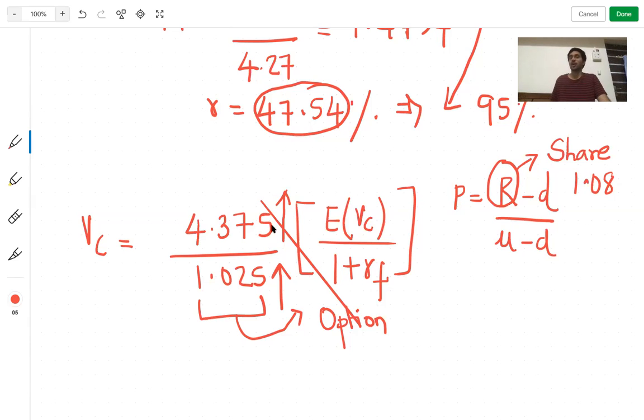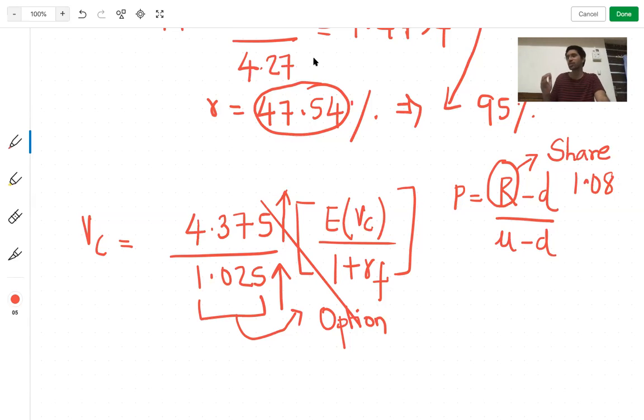Okay. On the denominator side over here, the expected value of a call option should be discounted not using CAPM, but using another discount rate, which is specific to option payoff riskiness. Okay, which we calculated as 47.54%. So the discount rate over here in the denominator has actually gone up from 2.5% to 47.5%.